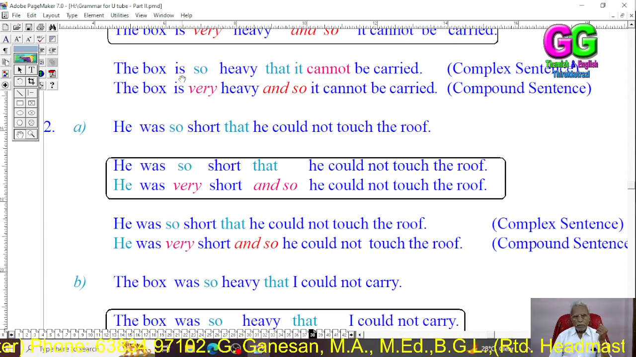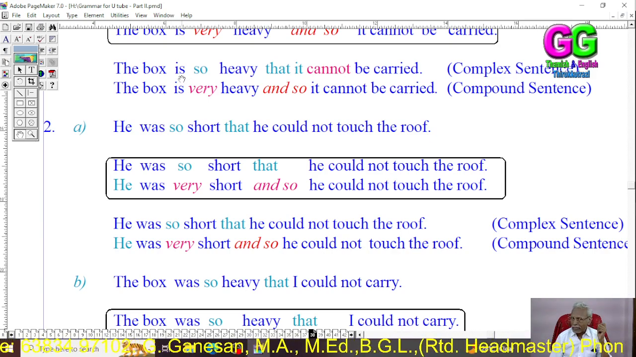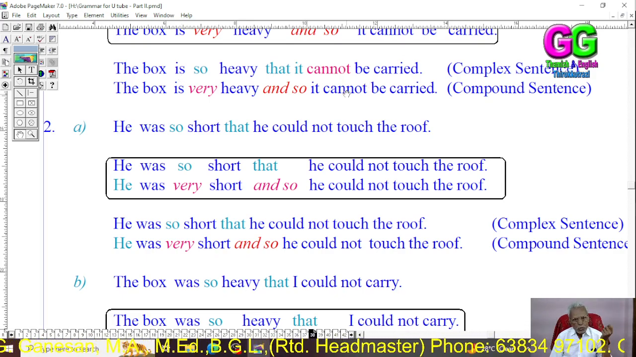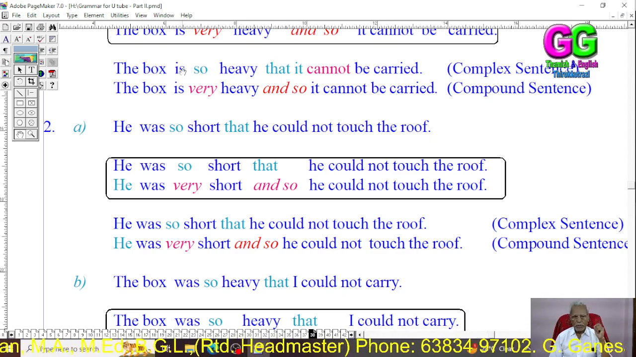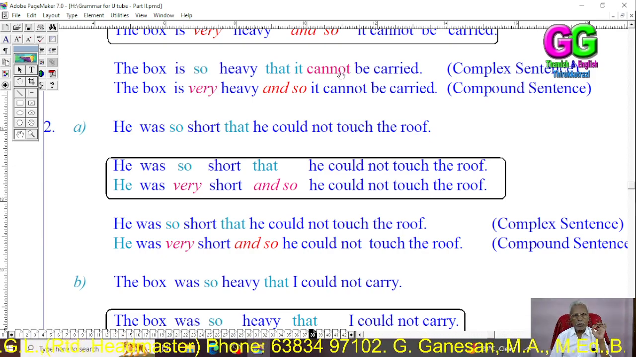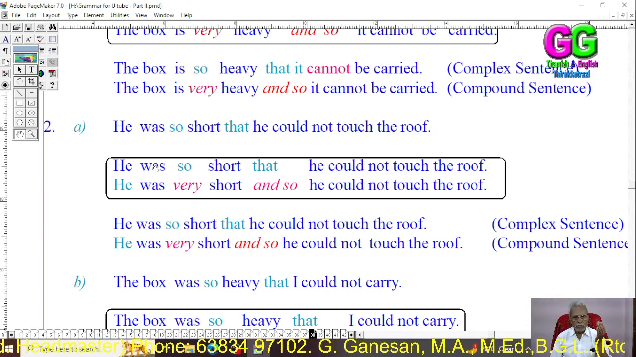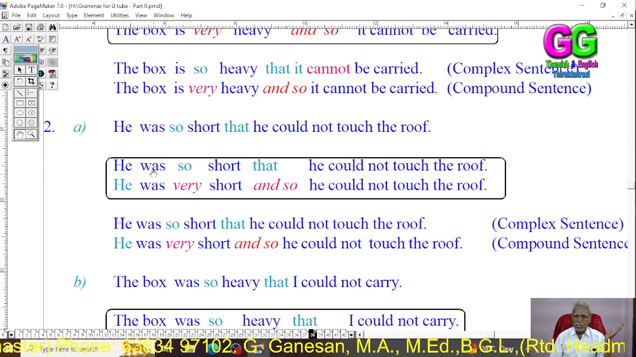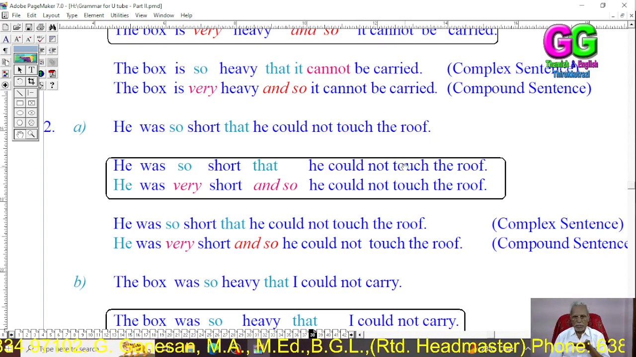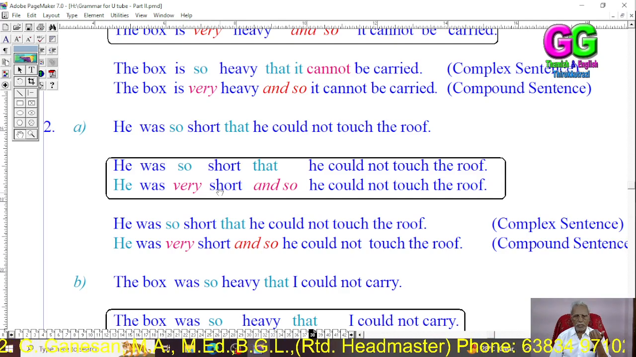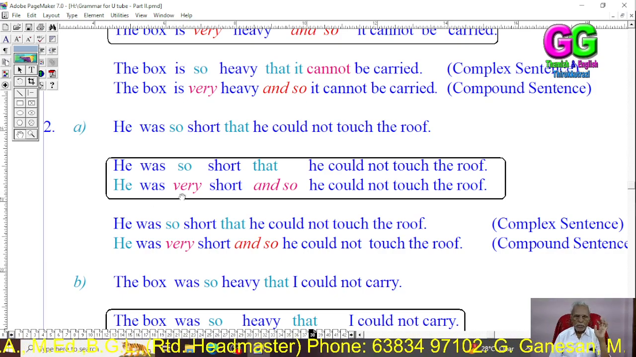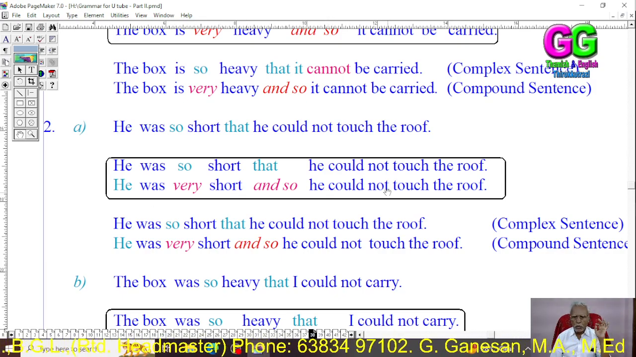Earlier it was the present be verb, here it is "was". When the verb in the main clause is in simple present, we have to use "cannot" in the subordinate clause. When the verb in the main clause is in simple past, we have to use "could not" in the subordinate clause. And also when it is changed into a compound sentence, we also have to use "could not". He was very short and so he could not touch the roof.